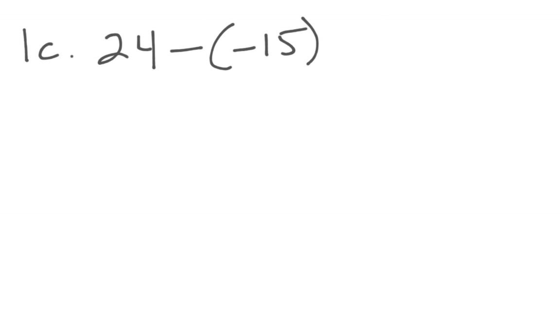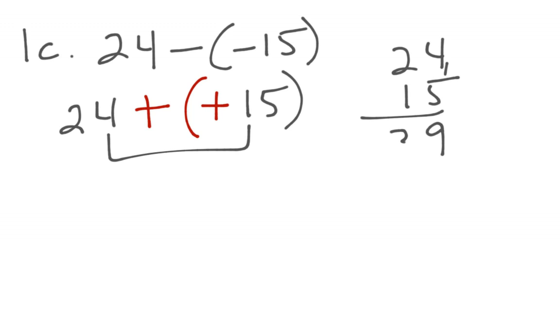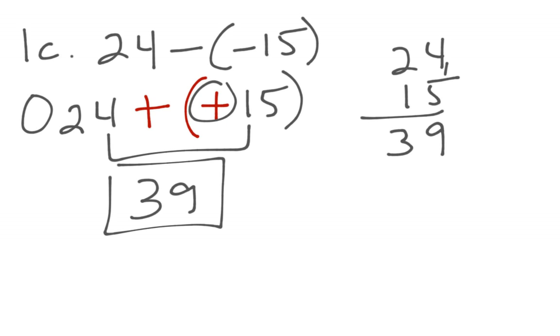Third example, problem 1c, 24 minus a negative 15. Again, my first step is to change subtraction to addition, and change the sign of the number behind it to its opposite. So I changed my subtraction and my negative 15 to addition and a positive 15. Now I have a pretty simple math problem. I'm adding 2 integers that have the same sign, so I add them, and I take the common sign, which is a positive and a positive. When it's blank, it's positive, so positive 39 is my result.